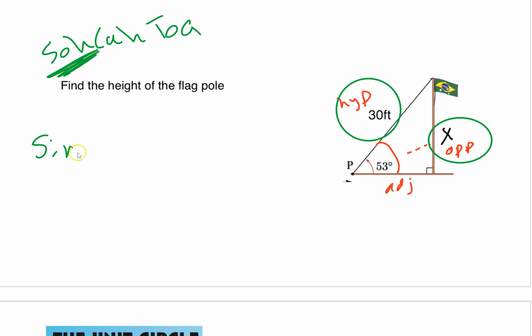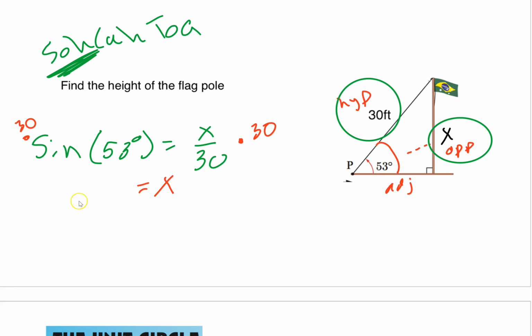The way this works is, it always has to be sine of something. So sine of 53 equals opposite over hypotenuse, so x over 30. If I want to solve this, I multiply both sides by 30. I do want you to notice that this is in degrees, so make sure your calculator is in degrees. We're going to flip back and forth between degrees and radians a lot. How do you know when to use degrees? Well, you see the degree sign. That's the hint. So it'll be 30 times sine 53 in your calculator. You get some answer. You guys put that in your calculator, and that's how to do that one.